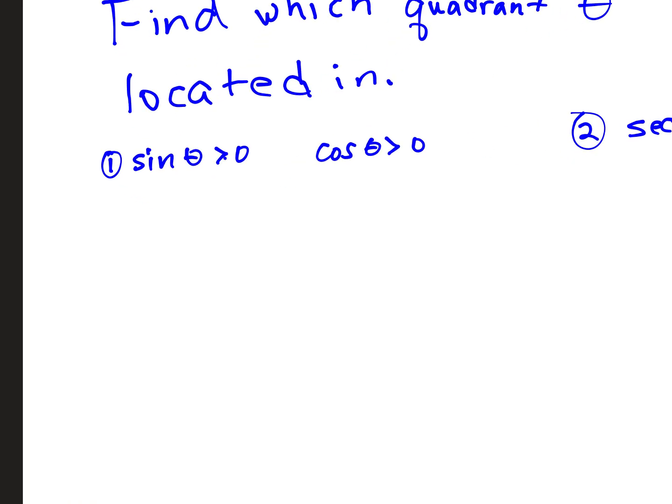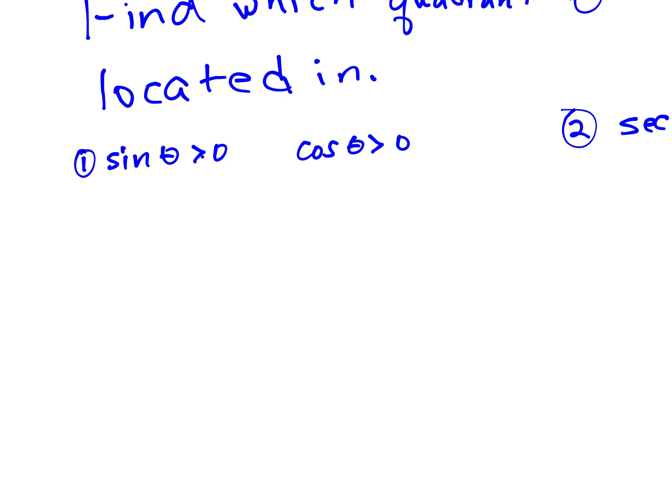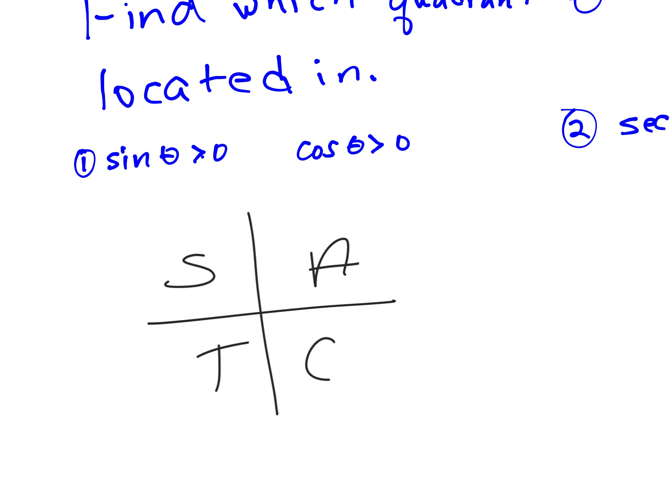They'll give you something like this. So I want you guys to understand, these are called parameters. You are going to use these parameters, and you're using All Students Take Calculus. You use each parameter separately. You deal with the first one given first, then you deal with the second one. Let me show you what I mean by that.